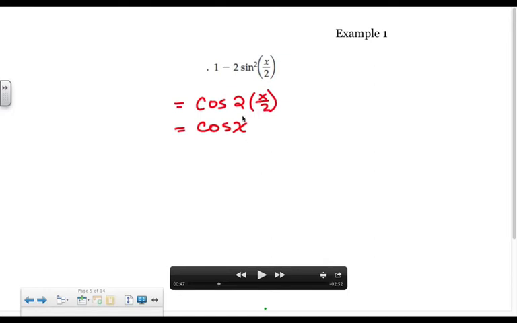Sometimes it does help to use the right one. If I started with this one, it would have made it much more complex. You'll play with these, and there's no wrong, right way to do this. There's easier and harder ways, and it's a matter of playing with it to know which one to use. So the more you practice, the easier it will become.